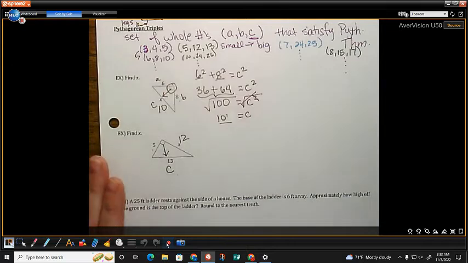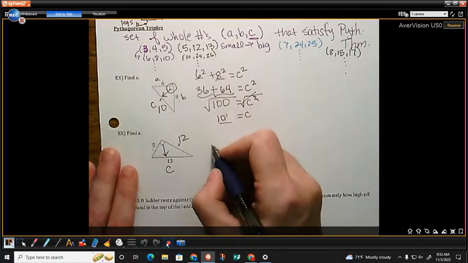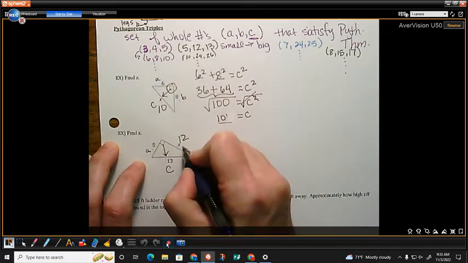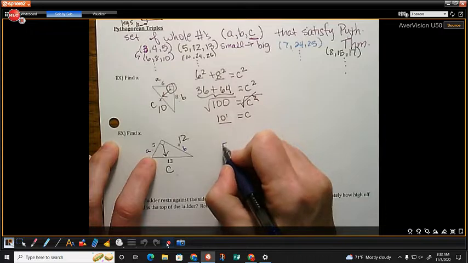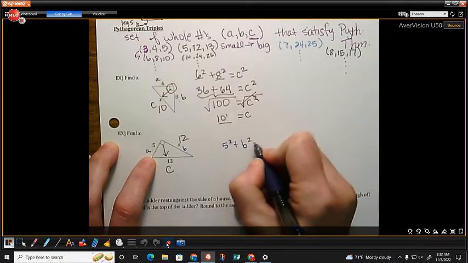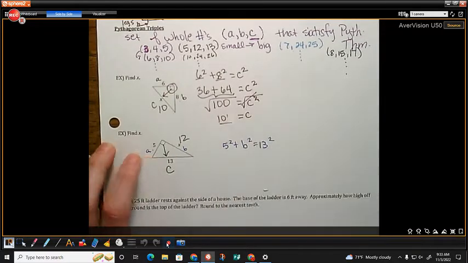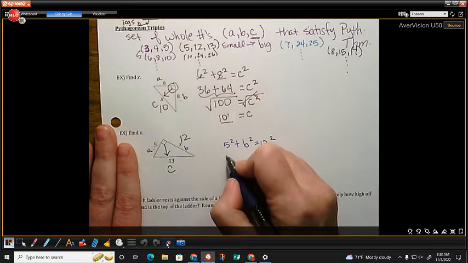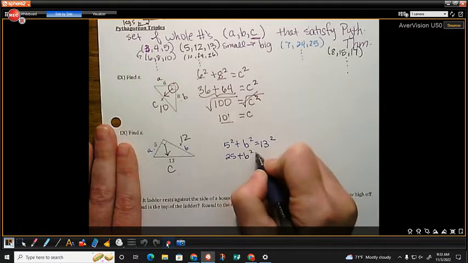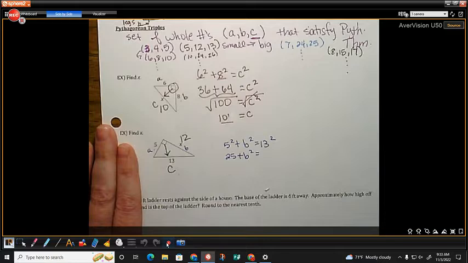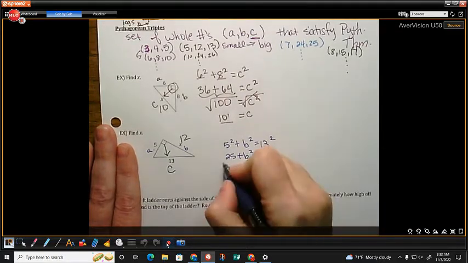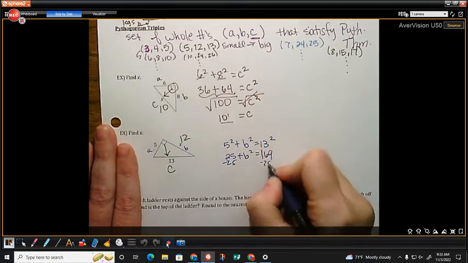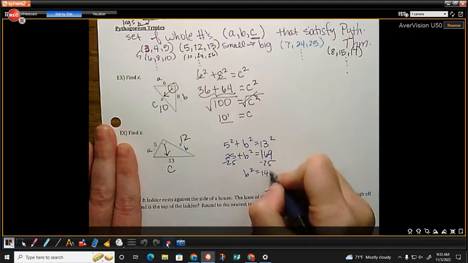But if you didn't have it memorized, you would have to go through and go, okay, if I make this one a and this one b, I could go 5 squared plus b squared equals 13 squared and do it the long way. Let's just double check it to make sure it's not lying. So let's see, that's 25 plus b squared. What's 13 squared? You're supposed to have it memorized. 169.